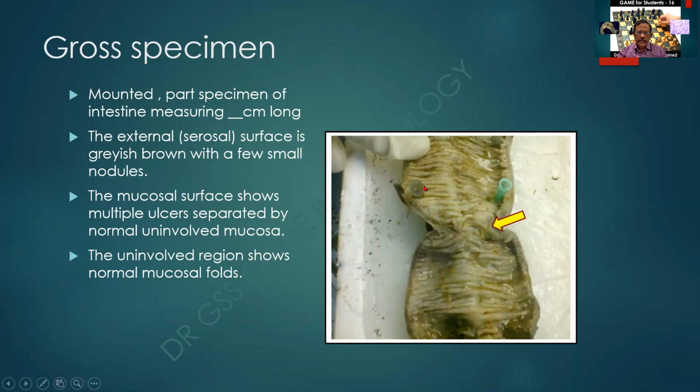This is a mounted specimen of the intestine measuring so many centimeters long. You are supposed to measure each specimen and then write it down. The external or the serosal surface is grayish brown with a few small nodules. Please look for these, you may or may not see them. The mucosal surface has got multiple ulcers. So this is the region of the ulcer and these are separated by normal mucosa. I am able to see the mucosal folds in these regions.